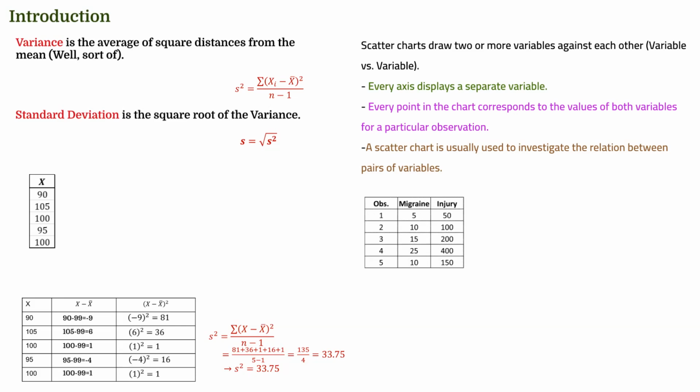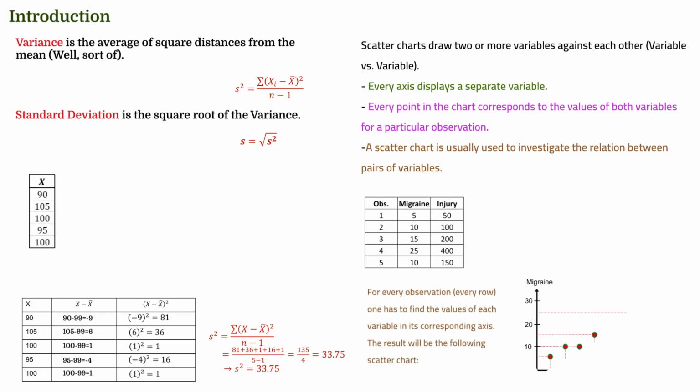Here are 5 hospitals, number of patients with migraine and injury. Every point observation is every row. One has to find the values of each variable in its corresponding axis. The result will be the following scatter chart. As you can see, there are 5 hospitals. Number of injury for every hospital and number of migraine is recorded as dots.